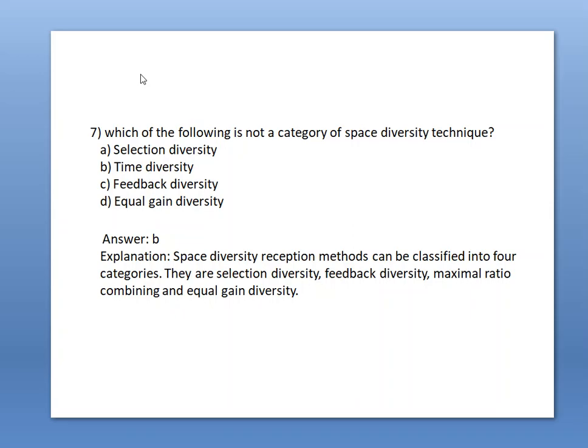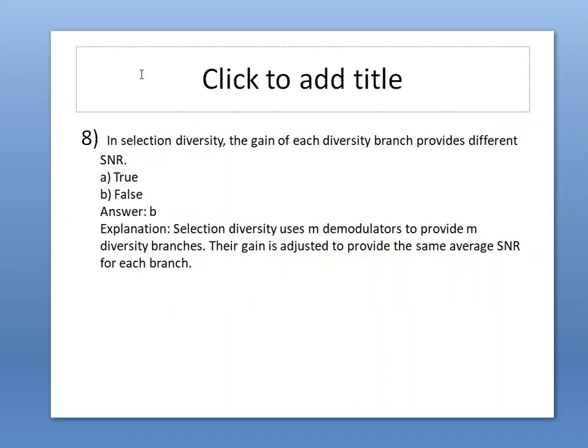Why is it time diversity? Space diversity reception methods can be classified into four categories. They are selection diversity, feedback diversity, maximal ratio combining, and equal gain diversity. So time diversity is not a category of space diversity technique. Now, move to bit number 8.